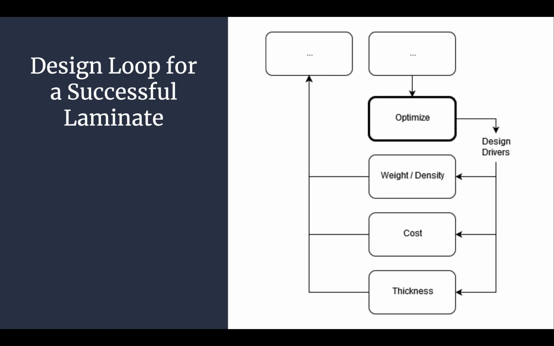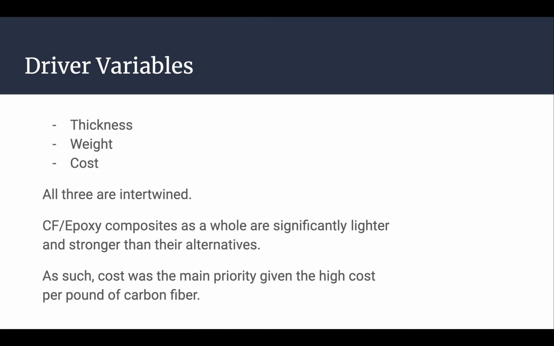And so if our loop was successful, we then would optimize our three main parameters, which are given in the project prompt. Those were weight, which is correlated to density, our cost, and thickness. We just iterated dozens of times until we got a solution we thought was as good as we could get. Those were our three driver variables, and they're all essentially intertwined. If we have a thicker lamina, it's going to weigh more. It's going to have more material, so it's going to cost more.